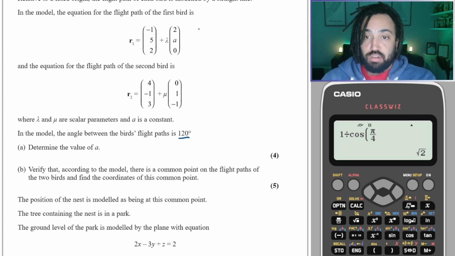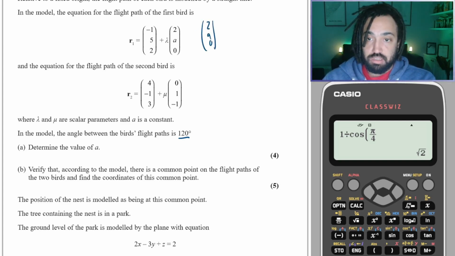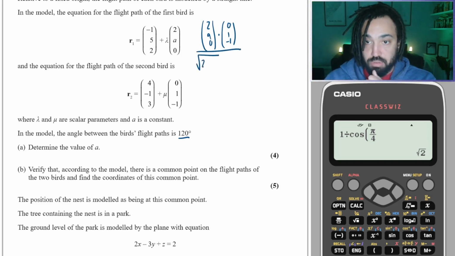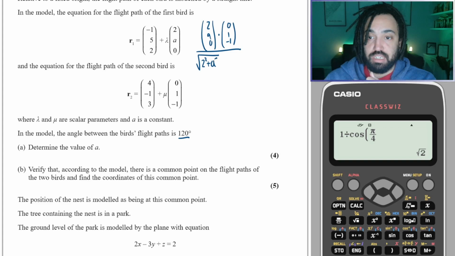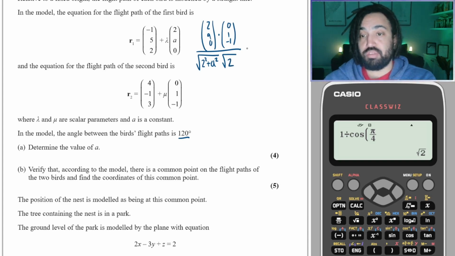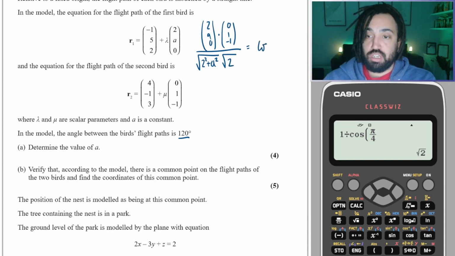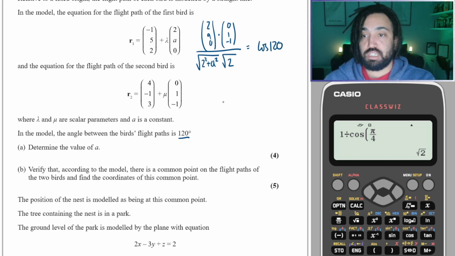Okay, so we're going to use our formula. So we're going to dot the 2 directional vectors, which is this, this, and this. We're going to divide it by their magnitudes, which will be root of 2 squared plus a squared. And this one will be 1 squared plus 1 squared, so just root 2. And that's going to equal cosine of the angle between them, which is 120.